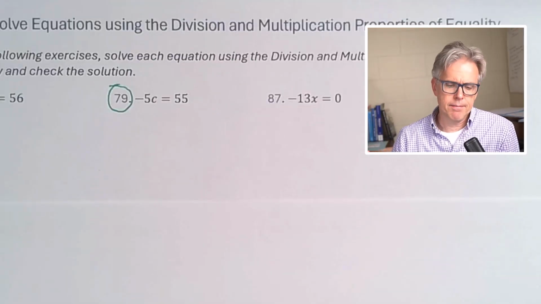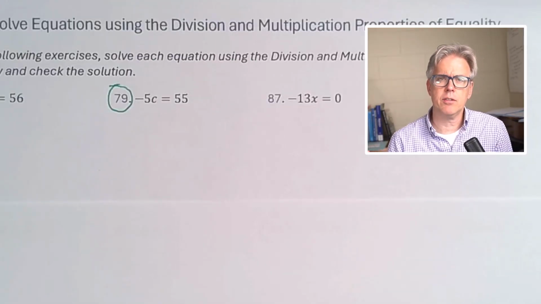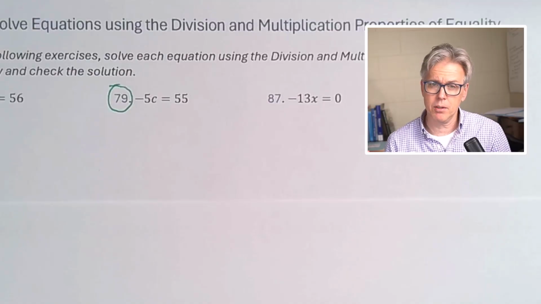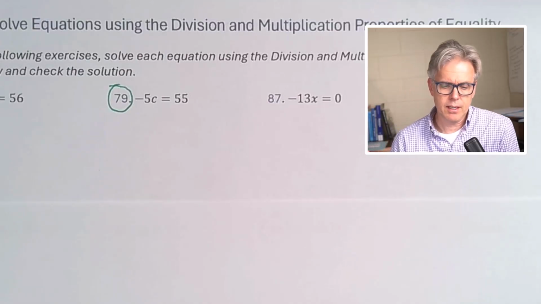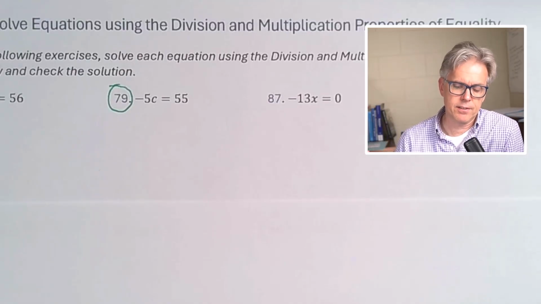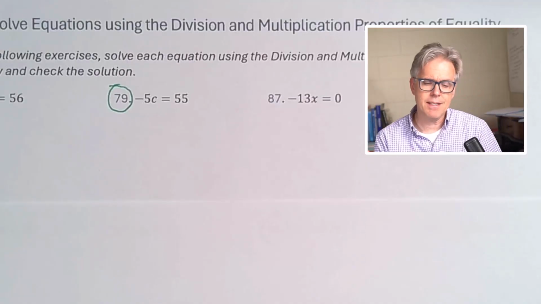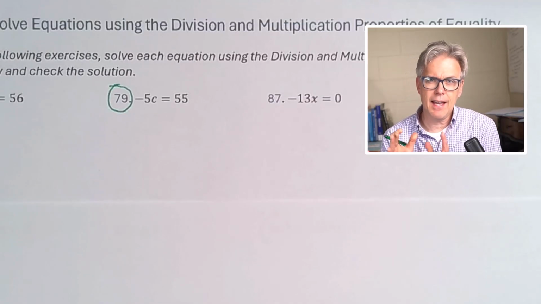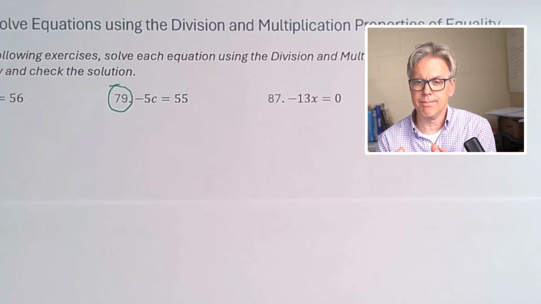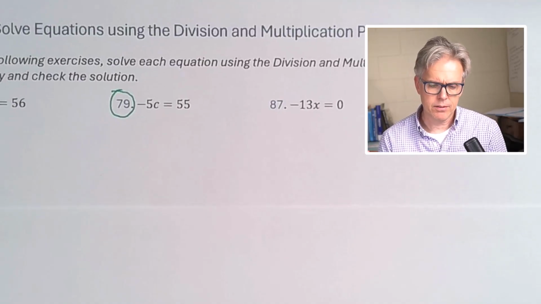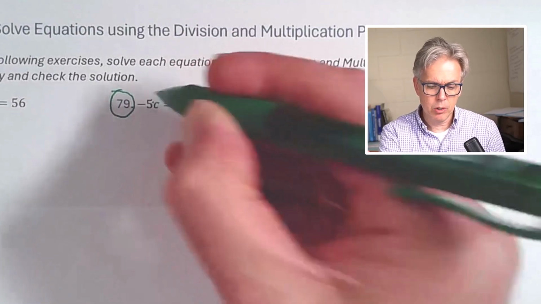All right, with solving equations using the division and multiplication properties, it's very similar in how we approach it. Let's look at number 79. We have negative 5c equals 55. And the question we ask ourselves is, how is that negative 5 attached to the c? In this case, that's our variable we're trying to solve for. So it's attached through, understood, multiplication.